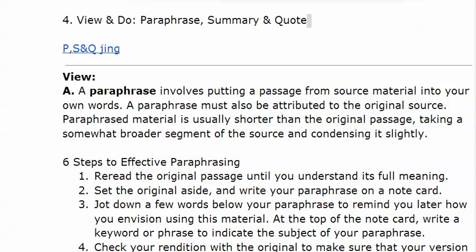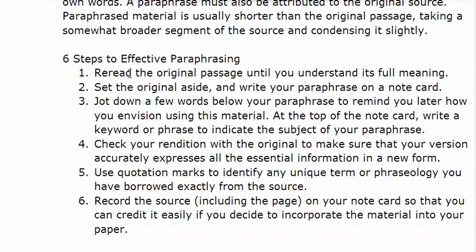I'd like to talk to you about paraphrasing, summarizing, and quoting. So, a paraphrase involves putting a passage from your source material into your own words. And here are the 6 steps to effective paraphrasing.